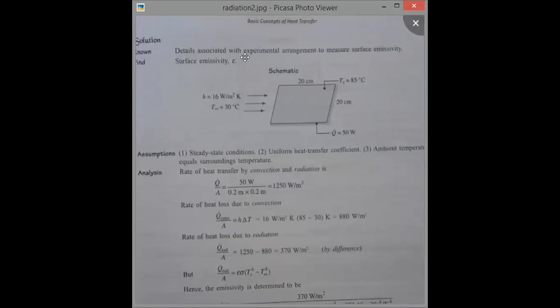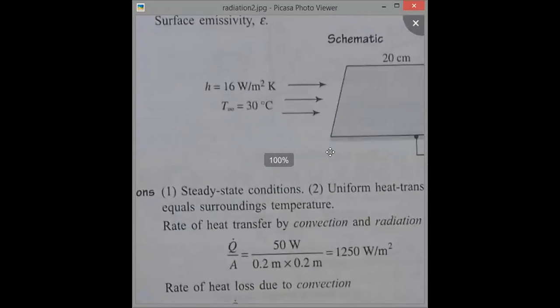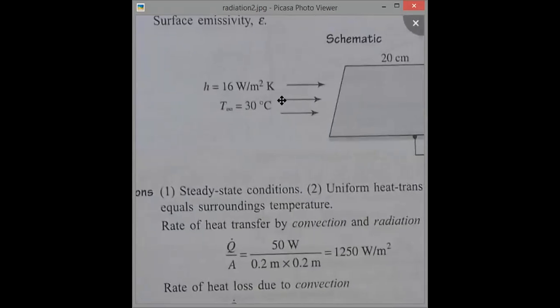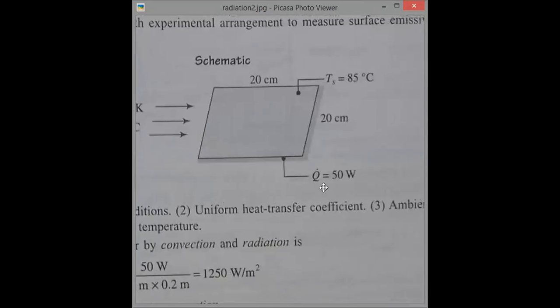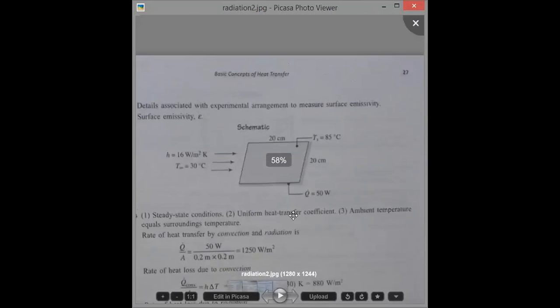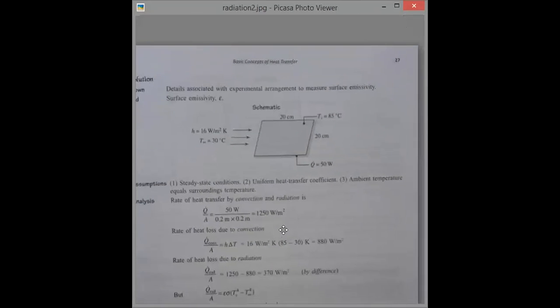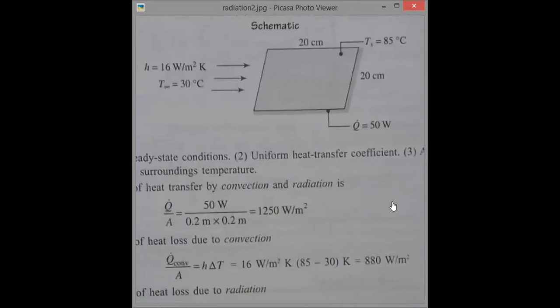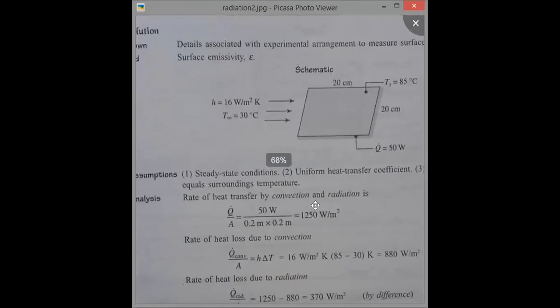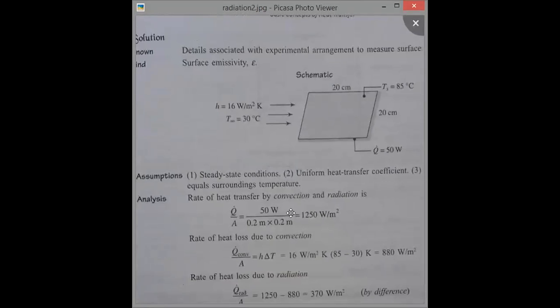Now emissivity, epsilon, will have to be obtained. h is given, 16 watt per meter square degree Kelvin, fluid temperature 30 degree centigrade, dimension 20 centimeter by 20 centimeter, Ts 85 degree centigrade, and Q 50 watt. Again, some assumptions: steady state conditions, uniform heat transfer coefficient h, ambient temperature equals the surroundings temperature.